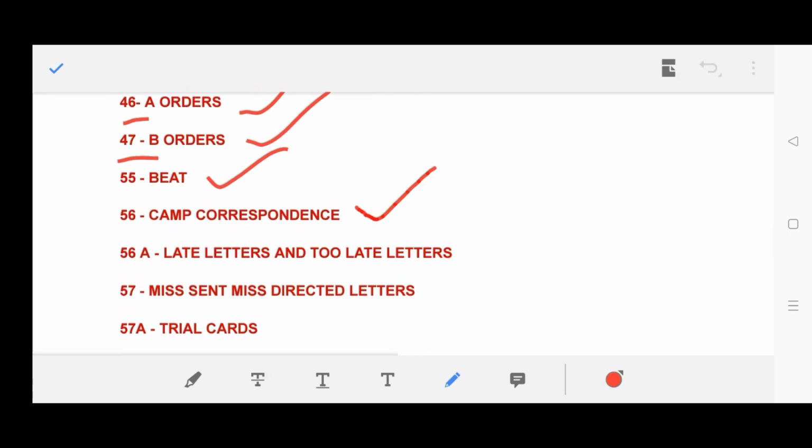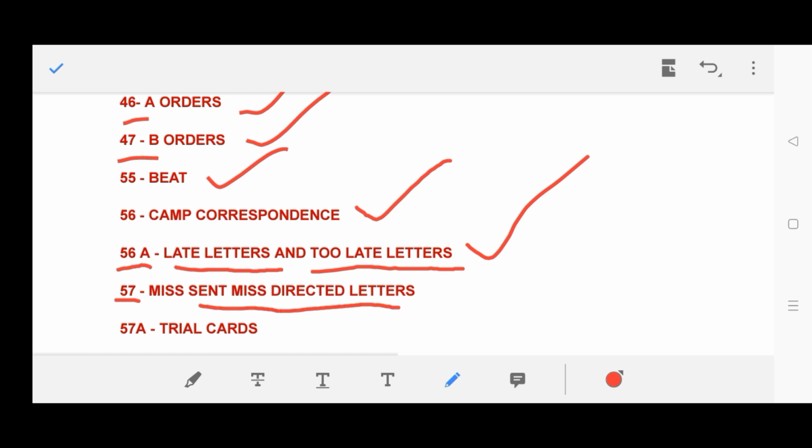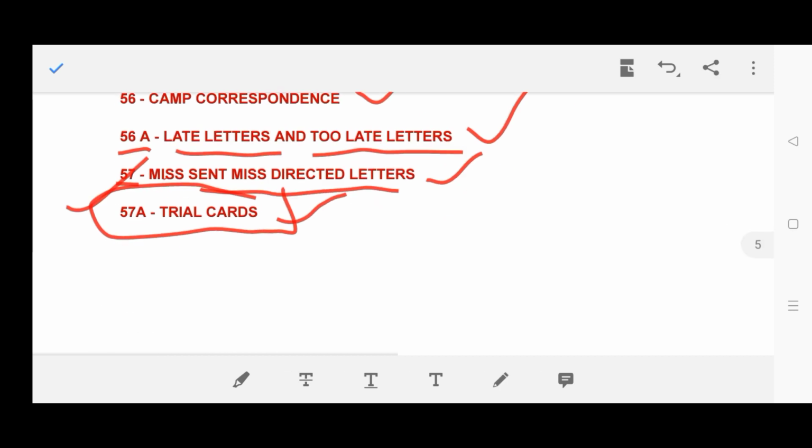Next, camp correspondence is discussed in rule number 56. Next, 56A is late letters. Next, 57: missent or misdirected articles and letters are discussed in rule number 57. Next, rule number 57A trial cards. This is also very important. Which rule in the Postal Manual Volume 5 is about the trial cards? That is rule number 57A.